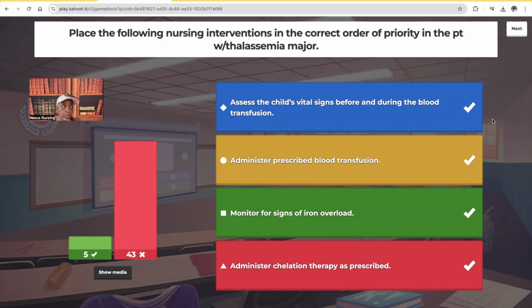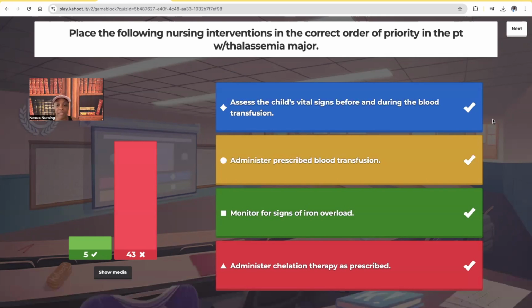So what are you going to do? The first thing, think about the nursing process. You have to get information before you can do anything else. So the first thing you're going to do is assess. Check your patient, get information, check their vital signs before and during the blood transfusion. You need to have a baseline. How are you going to know something's wrong with your patient if you don't have any information? After you do that, you're going to give the blood transfusion as prescribed. This patient is not making enough hemoglobin. They need hemoglobin. Remember, I told you hemoglobin is what carries oxygen in the blood.